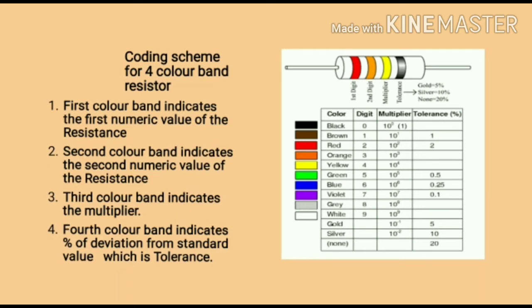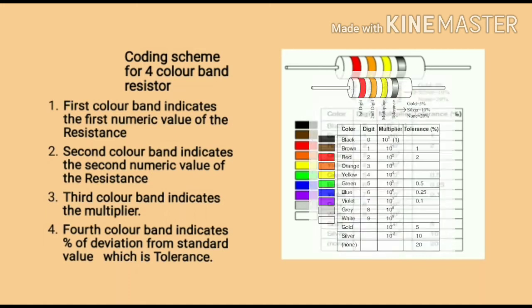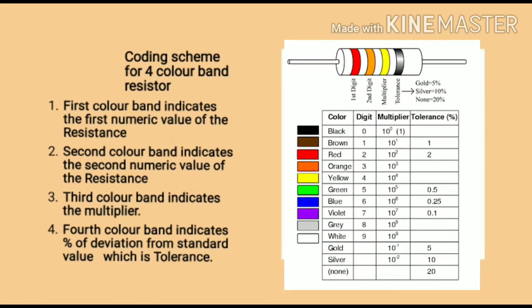In coding scheme for 4 color band resistors, first color band indicates the first numeric value of resistance.